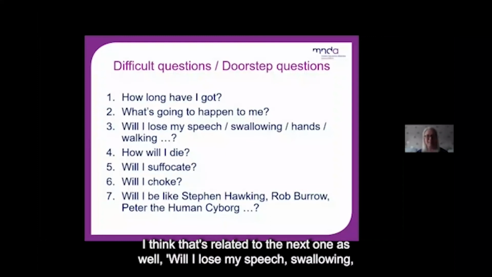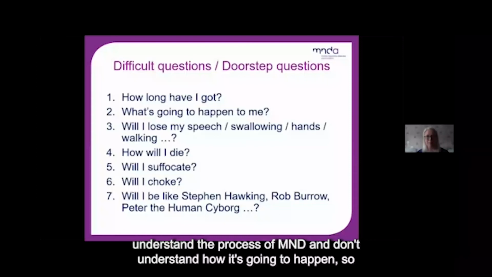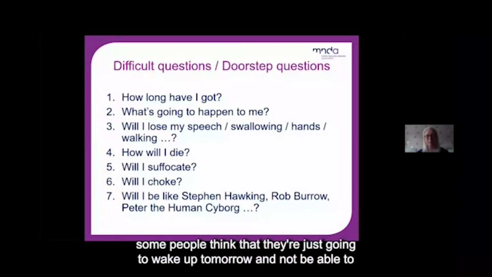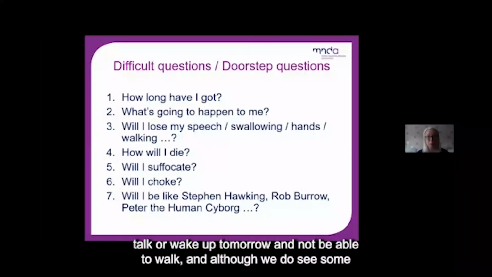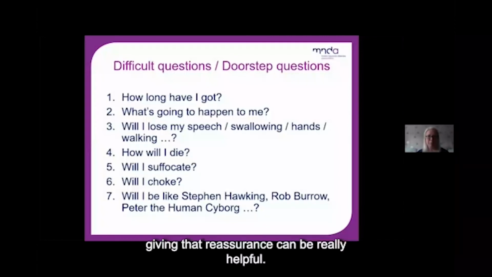I think that's related to the next one as well. Will I lose my speech, swallowing, hands, walking, whatever else? Again, I think sometimes people don't fully understand the process of MND and don't understand how it's going to happen. So some people think that they're just going to wake up tomorrow and not be able to talk, or wake up tomorrow and not be able to walk. And although we do see some people who change very rapidly, it's very rarely as rapid as that. And I think giving that reassurance can be really helpful.